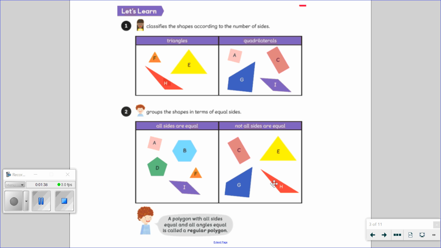Also, he says that a polygon or 2D shape with all sides equal and all angles equal is called a regular polygon. So we could say that he has sorted them into regular and irregular polygons.